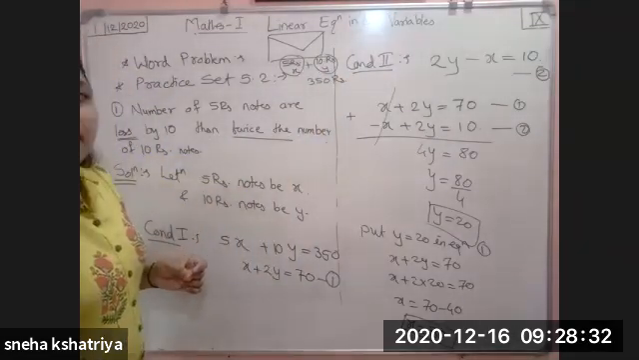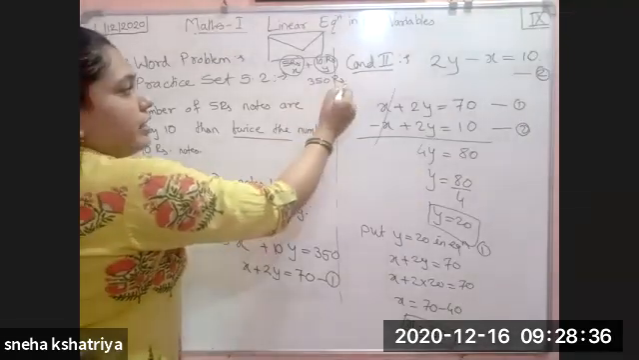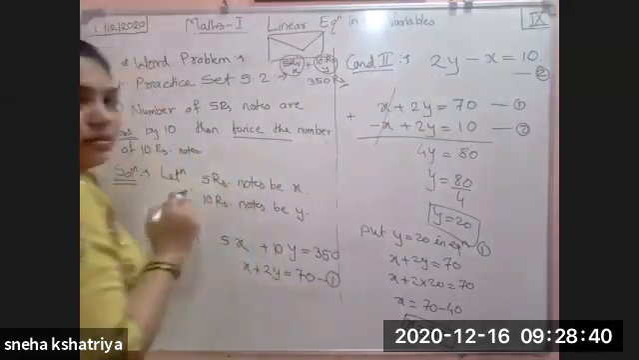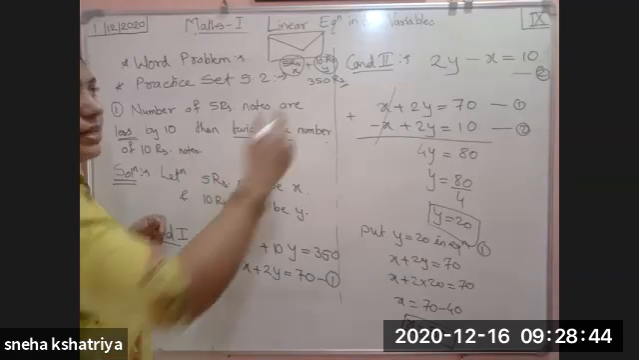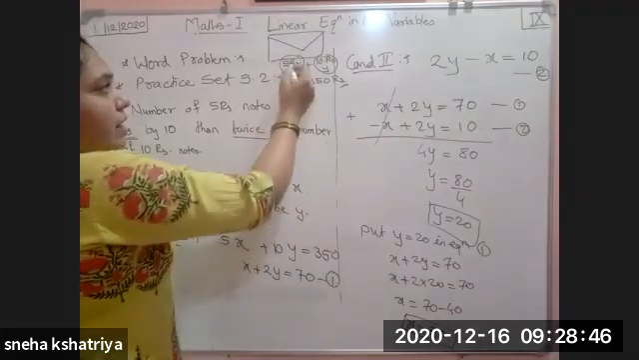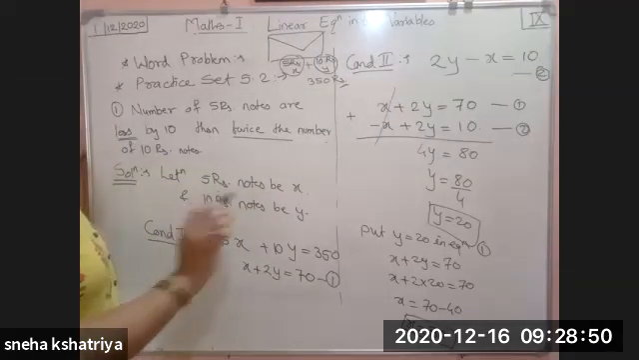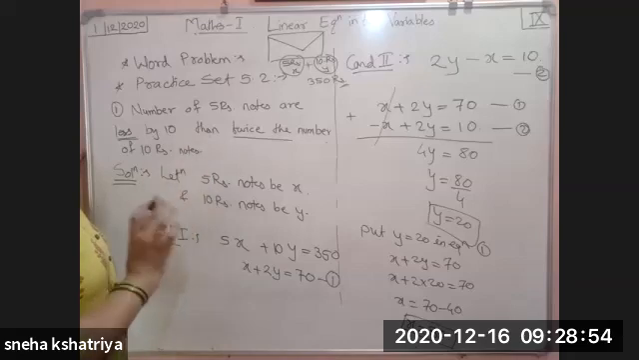Now see here, 350 rupees. The first condition is related to rupees, and the second condition is related to the difference. How many rupees difference is there? That is related to the second. So here we have multiplied 5 with the x. In the second condition we don't have to multiply by 5 or 10, because they have given the difference directly.